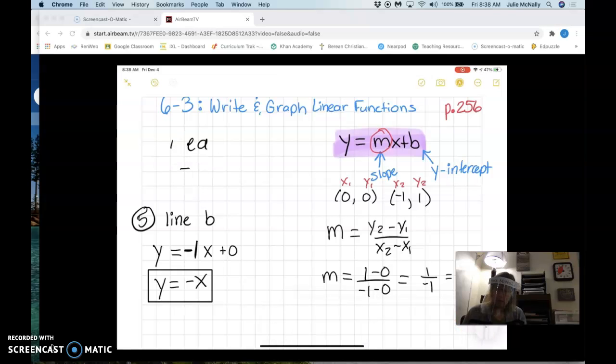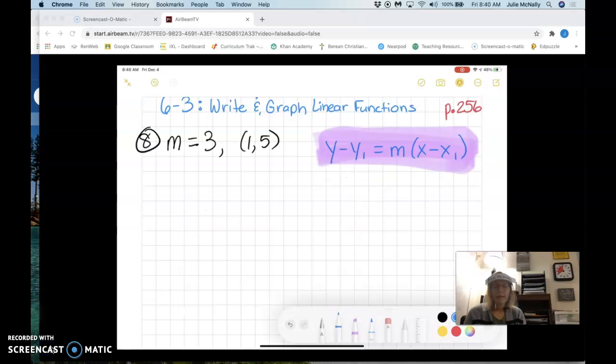So let's see if I want to do the last one. Let's see. I'm running out of time, so I think I'm going to go to the next section. So for the last section, we're going to be using this formula, and it's called point slope form, and we have to have a point and we have to have the slope to use this formula, which is what they gave us in this section.